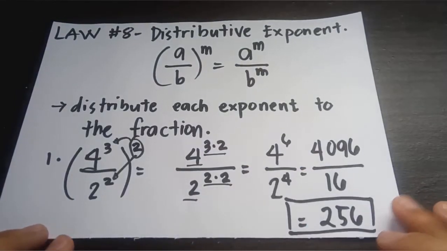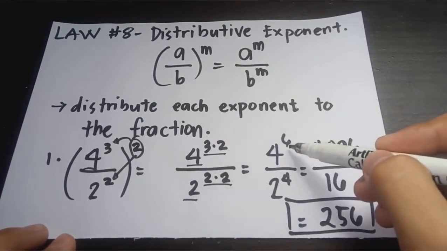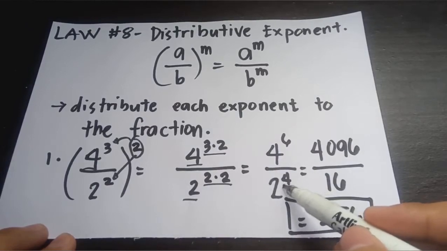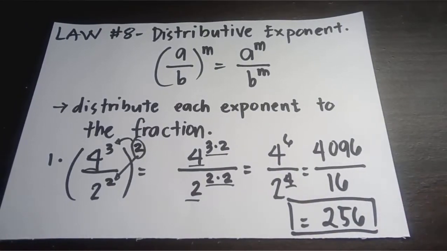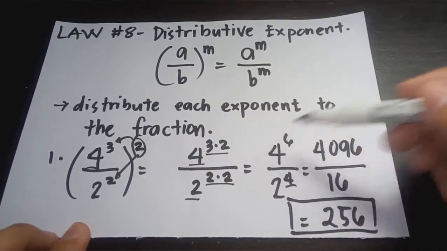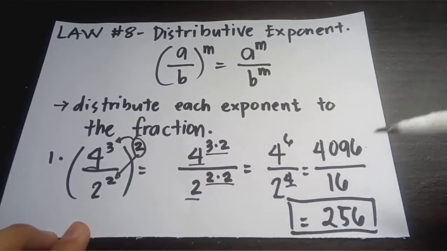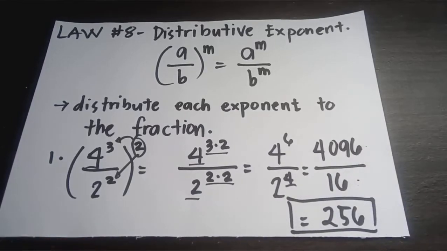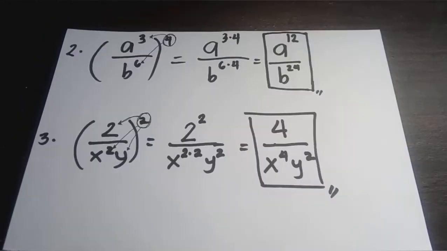Ipag-multiply mo sila. So, 3 times 2, that is 4 raised to the 6th power, and also 2 times 2, that is 4, so 2 raised to the 4th power. So, 4 raised to the 6th power, that is 4096, and 2 raised to the 4th power, that is 16, and then divide mo sila, so that is 256.